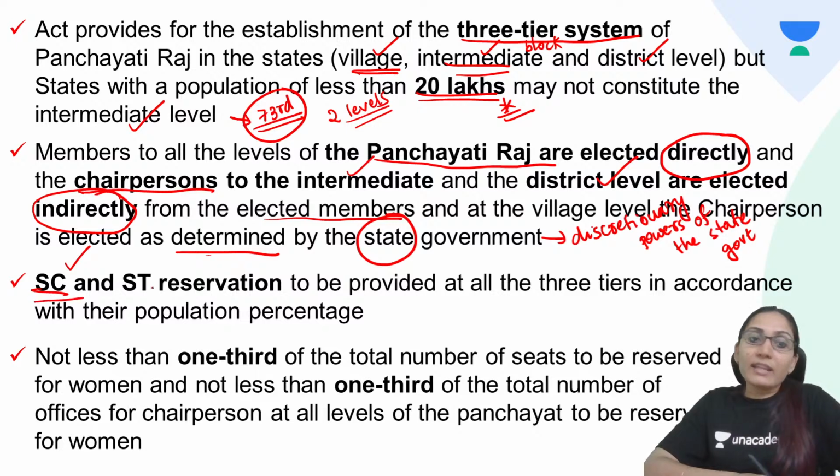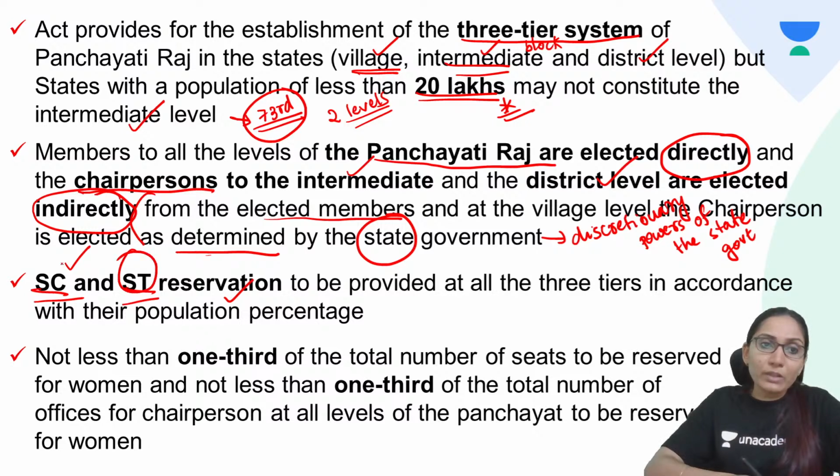The SC and the ST reservation is to be provided to all three tiers in accordance with their population percentage. So reservations to the scheduled castes and scheduled tribes should be in proportion to their population.